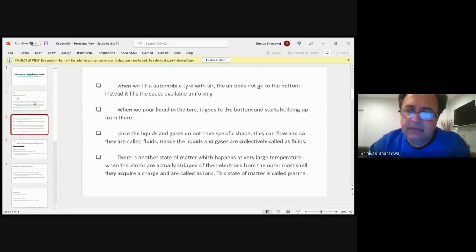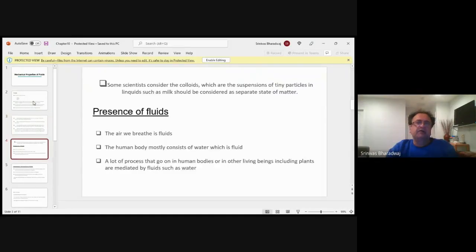Anyway, there is another state of matter which happens at very, very large temperature. This is where the electrons are stripped from the outermost shells. They acquire a charge and are ionized particles, and that is called plasma. We already discussed this. Some scientists consider colloids, which are suspensions of tiny particles in liquids such as milk, as a separate state of matter. For instance, saffron milk, right? Saffron will be all over the milk. So they are talking about such colloids.